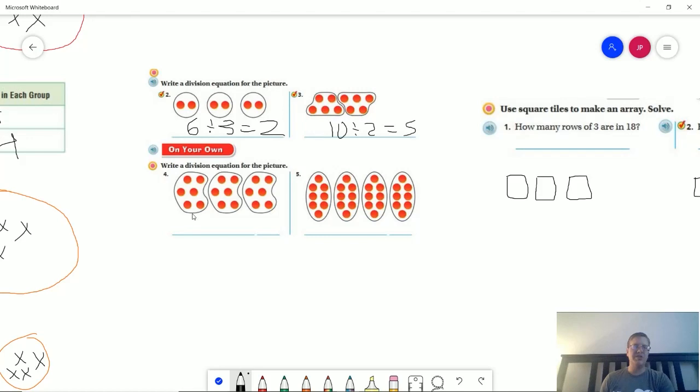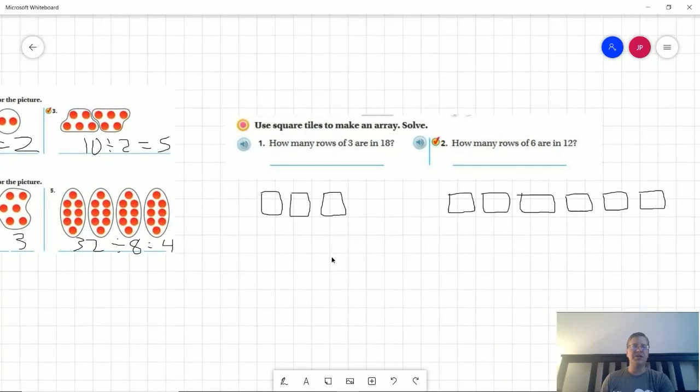This time I'll do the number of counters and the answer will be the number of groups. So I'm going to have 2, 4, 6. That's going to give me 18 total counters divided by 6 in each group equals 3 groups. And then for this one, I might have to think a little bit harder. So 8, so that would be 32 divided by 8 counters in each group would give me 4 groups. And so we'll ask for a lot of this type of thing as we start working with division.